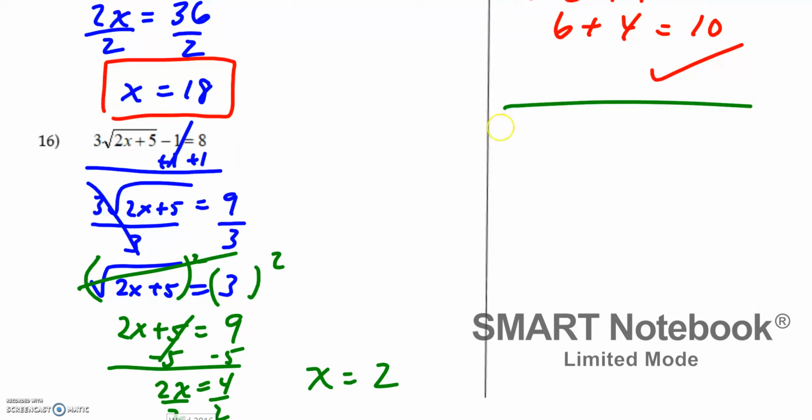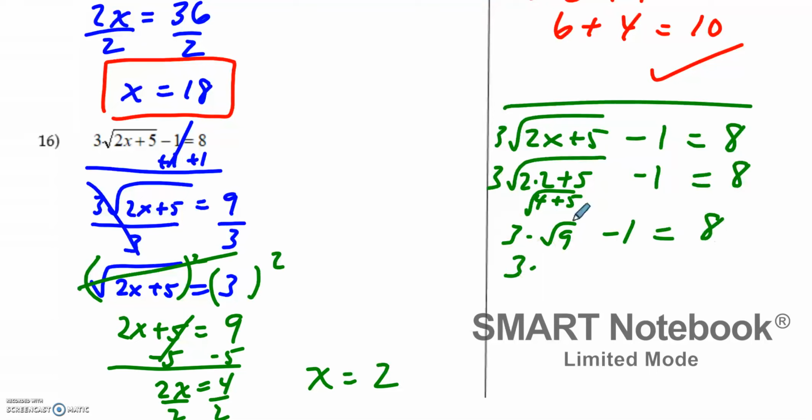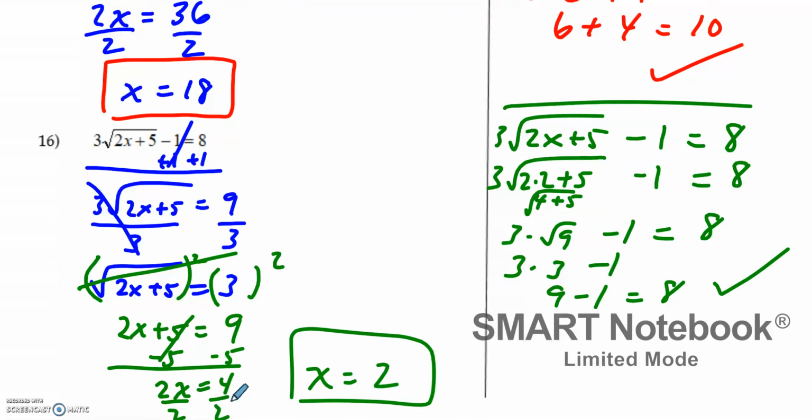If I would like to check my answer, let me write down the original problem. Square root of 2x plus 5, minus 1 equals 8. So if I take 2 and I plug it in for x, 2 times 2 plus 5 under the radical, minus 1 should be 8. Well, if I look at the radical first, that is really 4 plus 5. So the square root of 9 times 3 minus 1 should be 8. Or 3 times 3 minus 1, 9 minus 1 is 8. Check. Awesome. 2 is absolutely right.